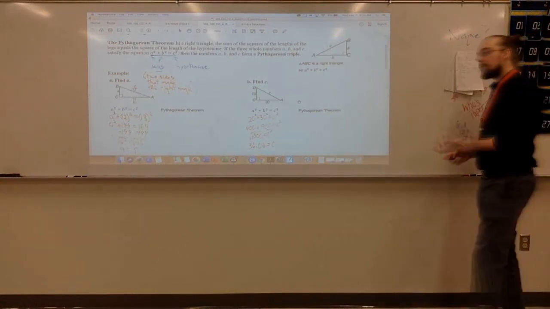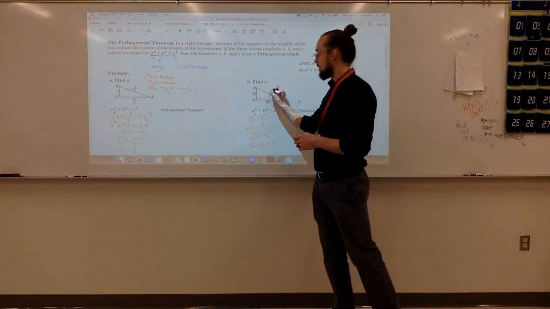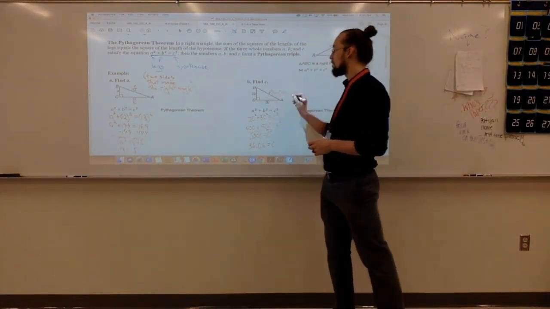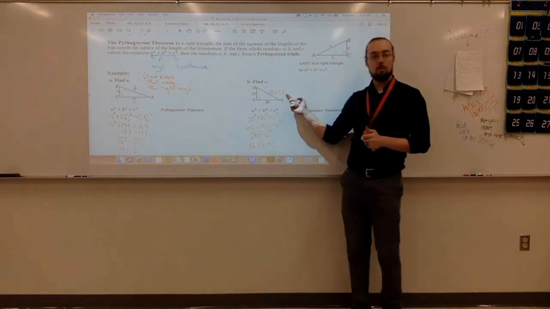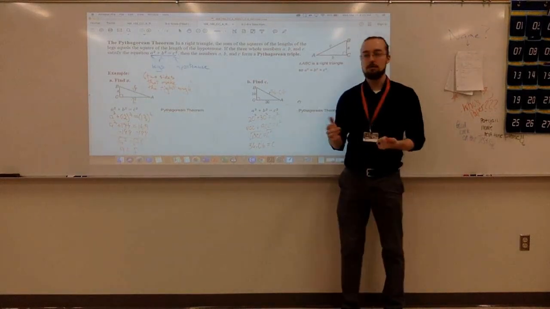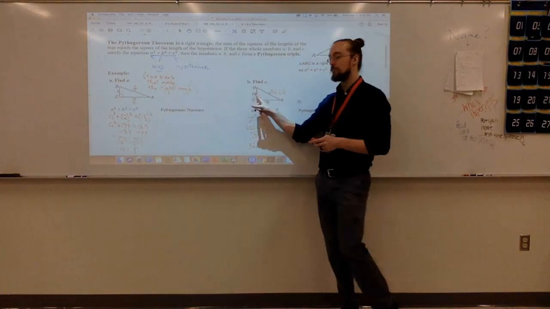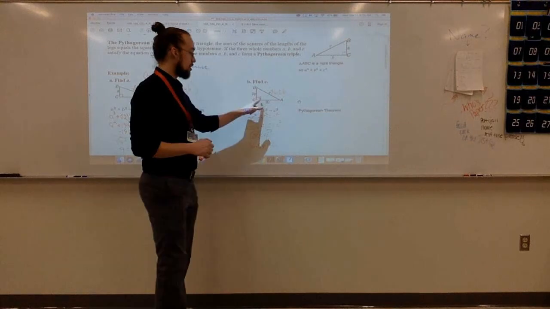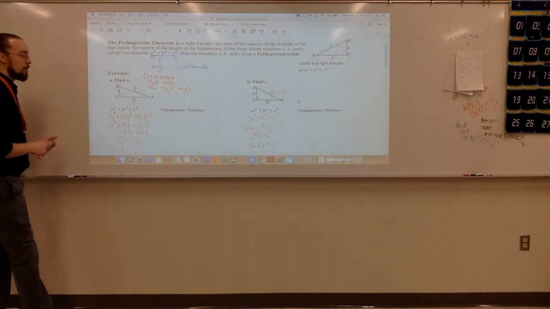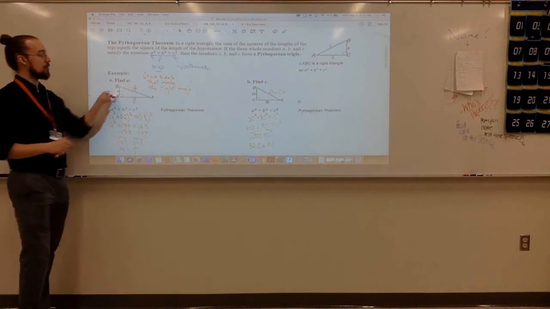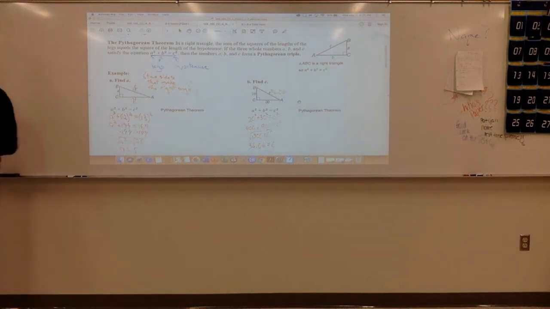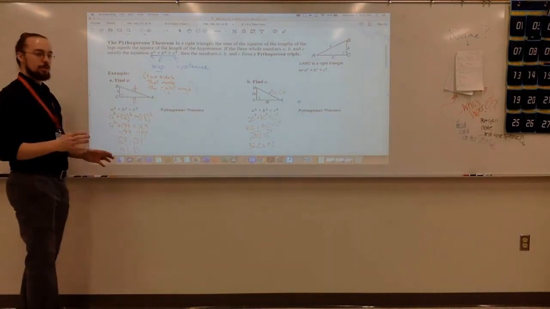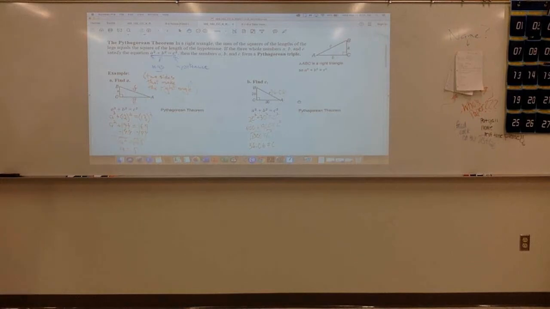One thing that we can always do to double check and make sure that our answer makes sense: the hypotenuse always has to be the longest side. So the hypotenuse has to be longer than either of these legs. If we somehow get a hypotenuse that is shorter than one of these, we know we did something wrong. Or vice versa, if we get a leg that ends up being longer than the hypotenuse, we know we did something wrong somewhere. So that's just a quick, basic way to double check and make sure your answer at least makes sense. Questions?